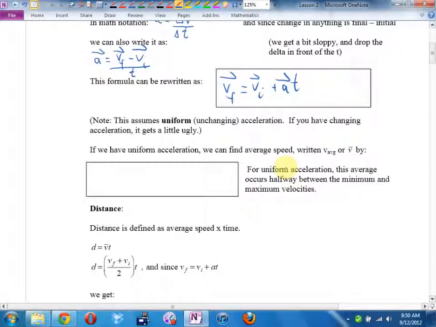If we do have uniform or unchanging acceleration, we can also find the average speed, which is written as V average, or sometimes written as V with a bar above it. Not an arrow like a vector, but a bar above it.